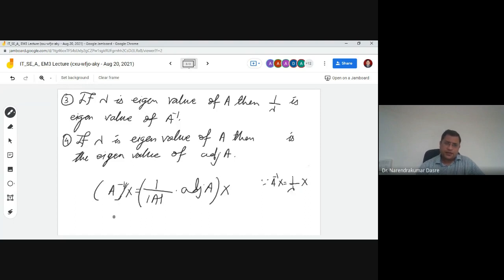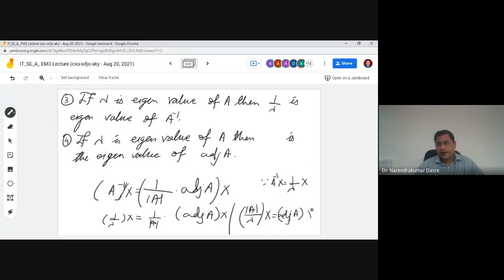Okay, so I can write this as 1 by lambda times X, and this is equal to 1 upon determinant of A, which is going to be a scalar. I can write this as 1 upon determinant of A, and this is adjoint of A operated on X. So this being a scalar, can I write it like this? Determinant of A upon lambda, because determinant of A is also a scalar value, lambda is also a scalar value, operated on X, which is the same as adjoint of A operated on X.